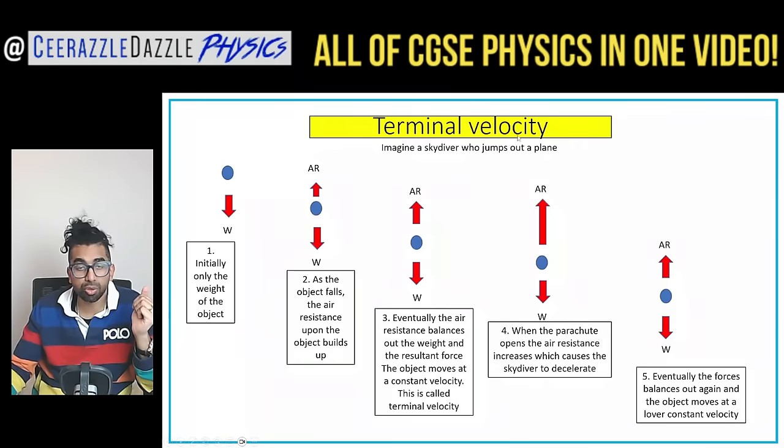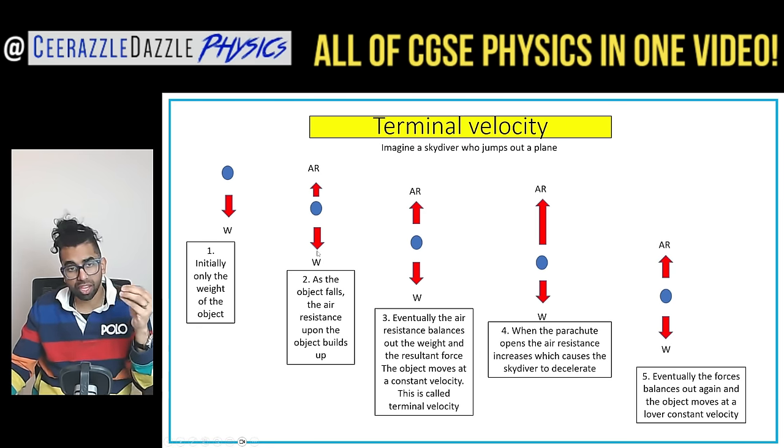Terminal velocity, let's talk about the forces acting upon a skydiver when they jump out of a plane. So initially, the only force acting upon it is the weight pulling it down, and therefore the object accelerates. But as it falls down through the air, what happens is air resistance starts to build up, yes?